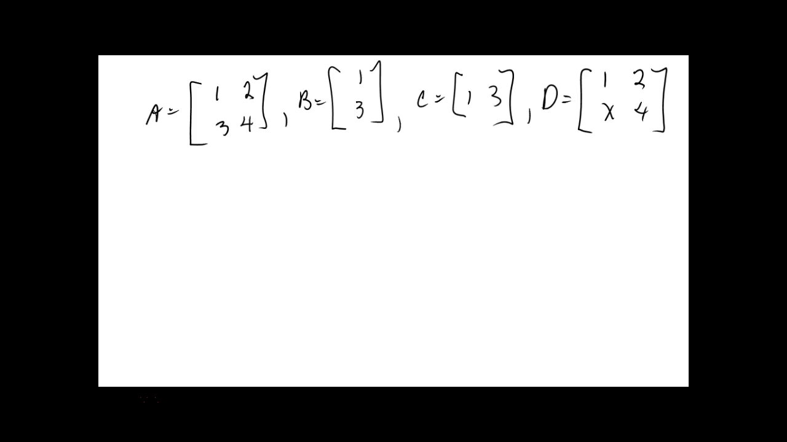How about B and C? Same numbers, but not the same size. You're absolutely right. Cannot be equal unless they are identically the same size, M by N. Okay? Good deal.